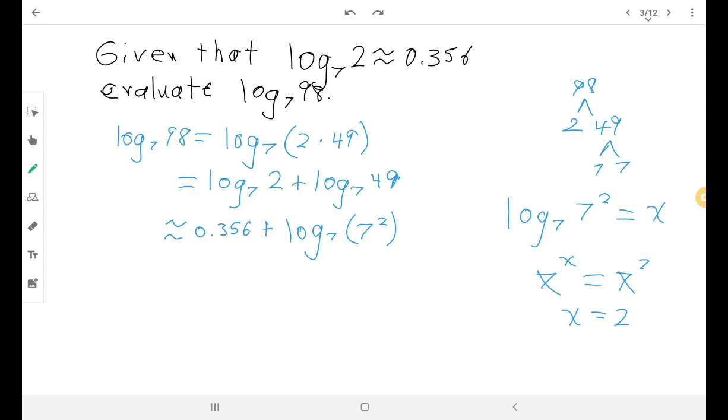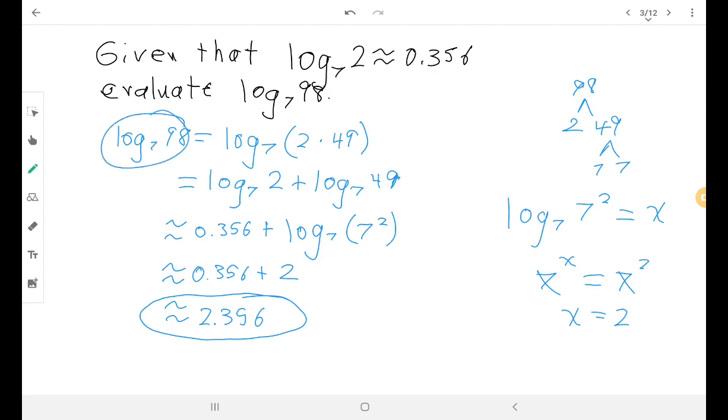And you can probably see from the way I did that work that this is the way it would work every time, right? If you've got log base something of that same thing raised to any power, then that power is just going to be the answer, right? So this is 0.356 plus 2, which is 2.356, and there's our approximate answer for log base 7 of 98. I'll give you a moment to look at that. And let's look at the next question.